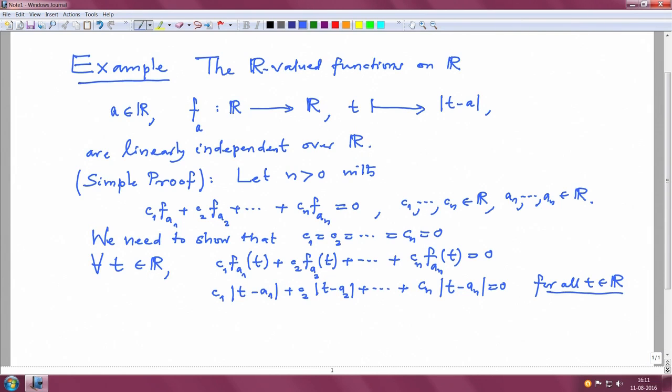So, this means, I want to keep only one term on the left hand side and shift all other terms to the other side. So, we will get C1 mod of t minus a1 equal to minus, I will write summation, i from 2 to n, Ci mod of t minus ai, and this equation is valid for all t in R.